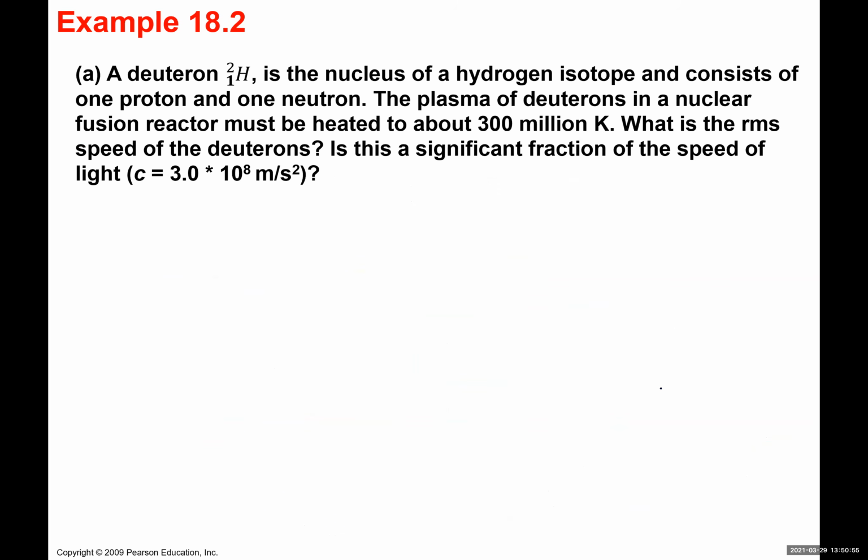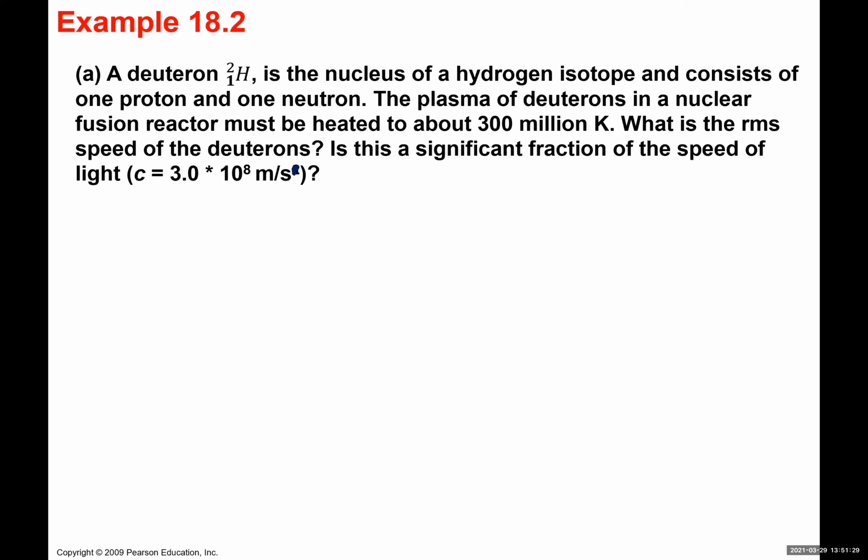Here's another example. I have a deuterium, which is an isotope of hydrogen. It's a nucleus of a hydrogen isotope and consists of one proton and one neutron. The plasma of deuteriums in a nuclear fusion reactor must be heated to about 300 million Kelvin. What is the RMS speed of the deuteriums? Is this a significant fraction of the speed of light, where the speed of light is 3 times 10 to the 8 meter per second? There should be no square over there, sorry.